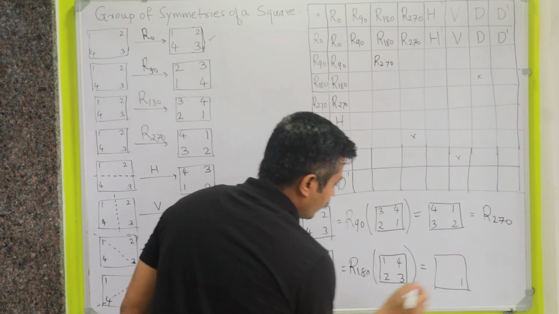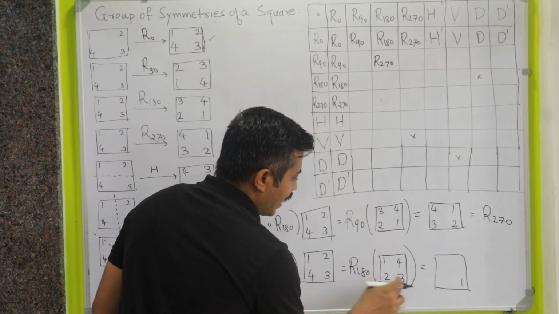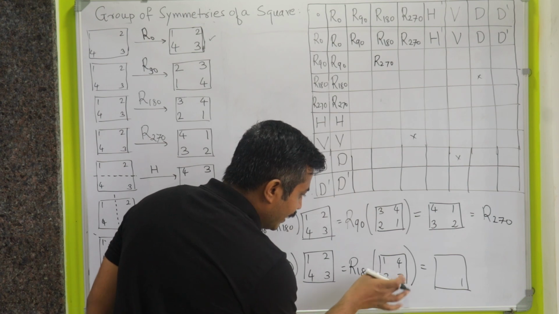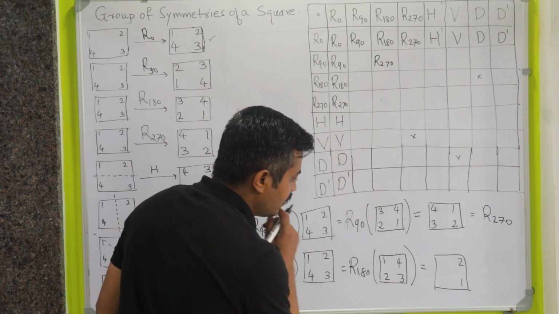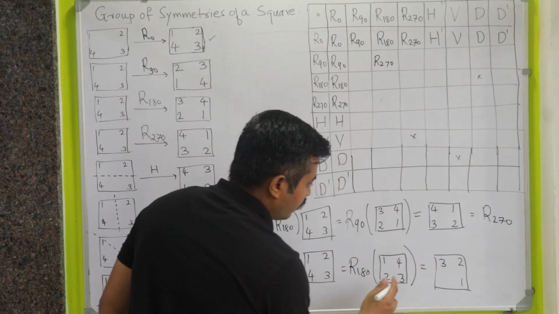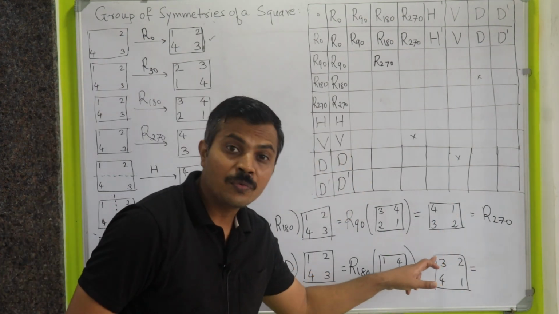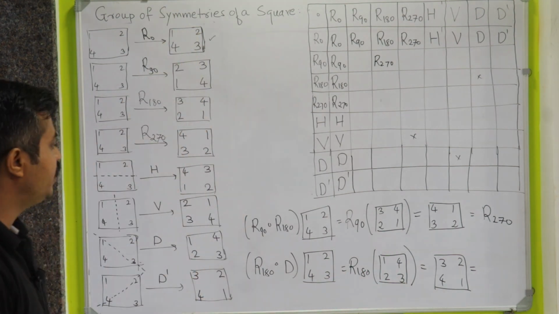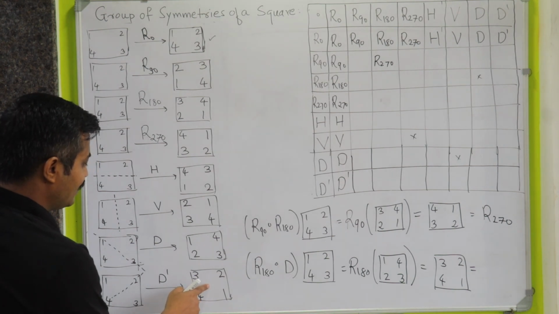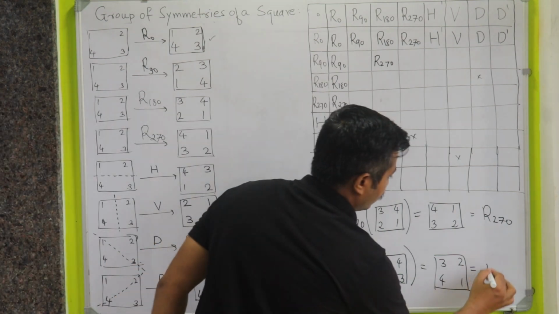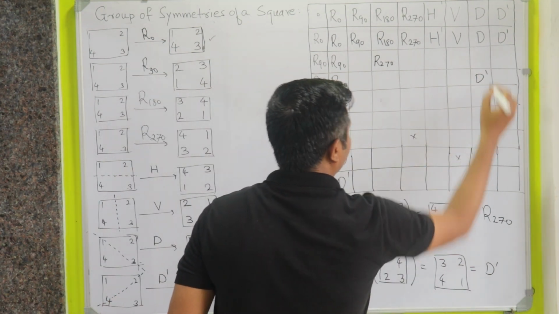So I will write 1 here. Similarly, by doing rotation by 90 degrees, I will have 2 here. Again by doing it by 90 degrees, I will have 2 here. Similarly, you can write the rest of the entries. So 3 will come here and 4 will come here, right? Now you have to search where this square lies on this side, right? And I can see that this is that square and this is nothing but D dash. So over here we are going to get D dash.